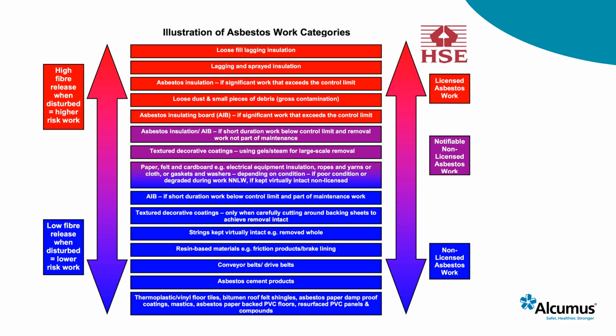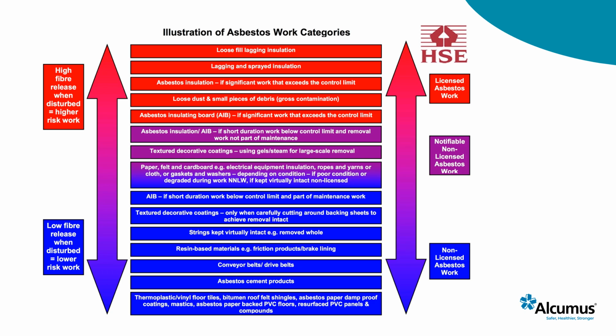For those that are required to carry out work on asbestos-containing materials, then a risk assessment should be undertaken to determine the level of risk and the appropriate control measures. Work that has a high level of risk has to be undertaken by licensed contractors. The different levels of risks are shown on the slide with the corresponding category of work.